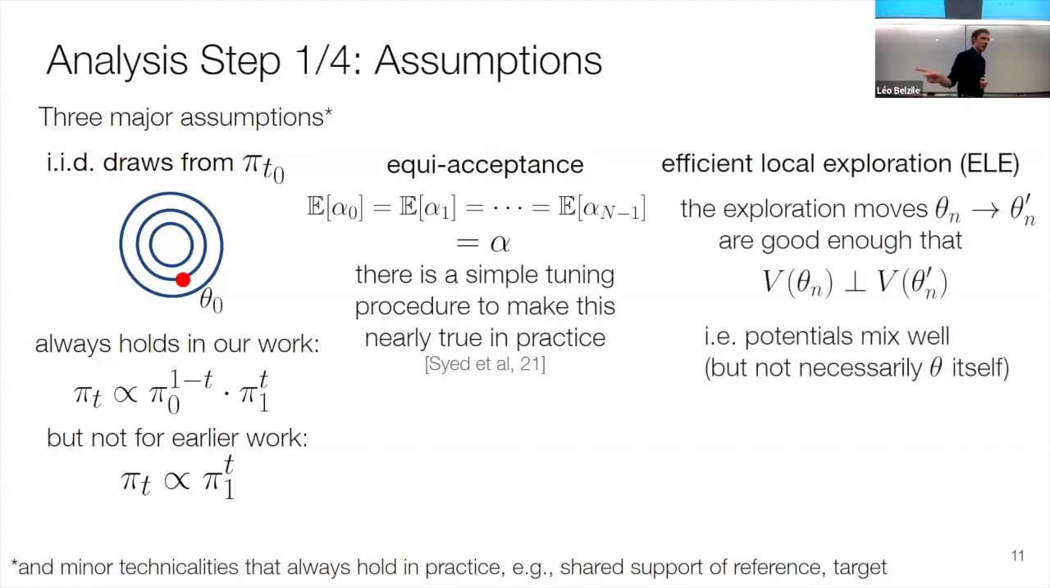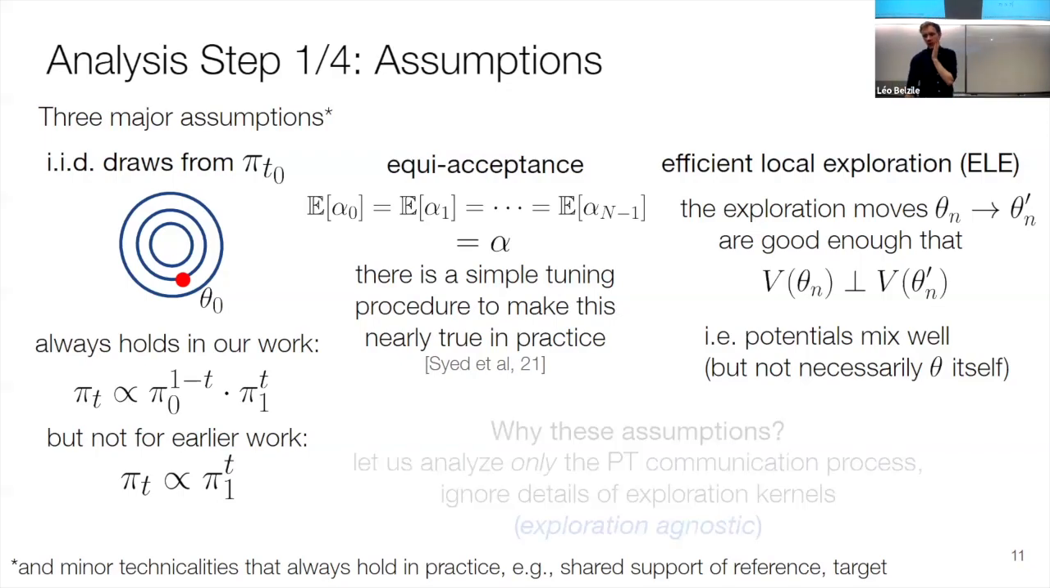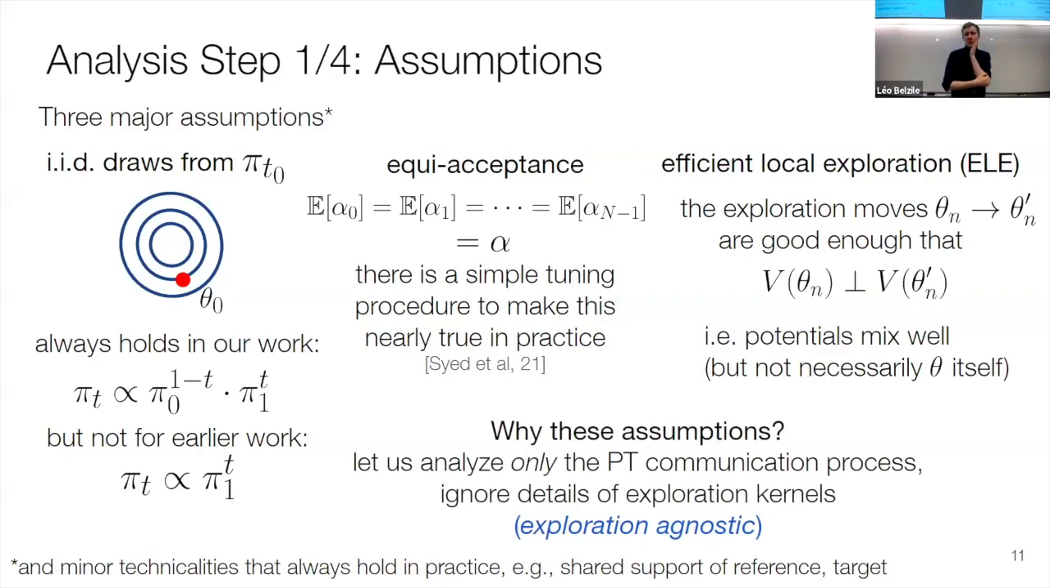The third assumption is the big one. This is the one that you should really have alarm bells going off in your head about. Here we're asking that our kernel, our Markov chain, our exploration kernels are good enough such that the energies are independent. Or I shouldn't say energies, the potentials are independent, the log density ratios. Why do we need these three assumptions? As it turns out, these three assumptions let us ignore the exploration process, which is really the nasty, intricate part of PT to analyze. And what we're left with is just that nice communication process. It's almost like a discrete Markov process, right?